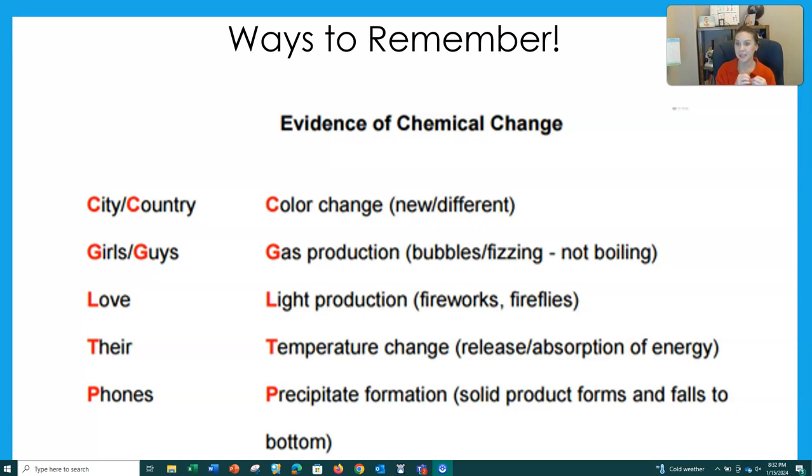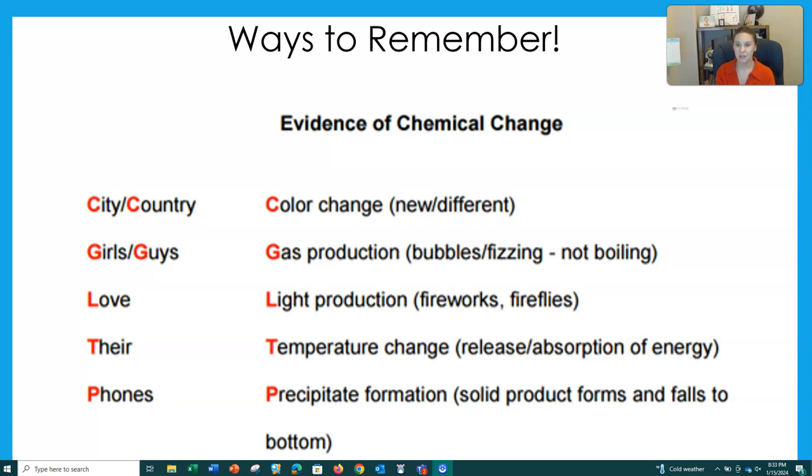G, gas production. If you see bubbles or if you hear fizzing, then you know that there's a gas being produced. Now, we're not talking about boiling, because boiling only happens when you apply heat. That would be a physical change. I'm talking about something that occurs on its own, okay? We didn't cause the bubbles to be there by applying heat. They just happened as a result of the reaction, okay?